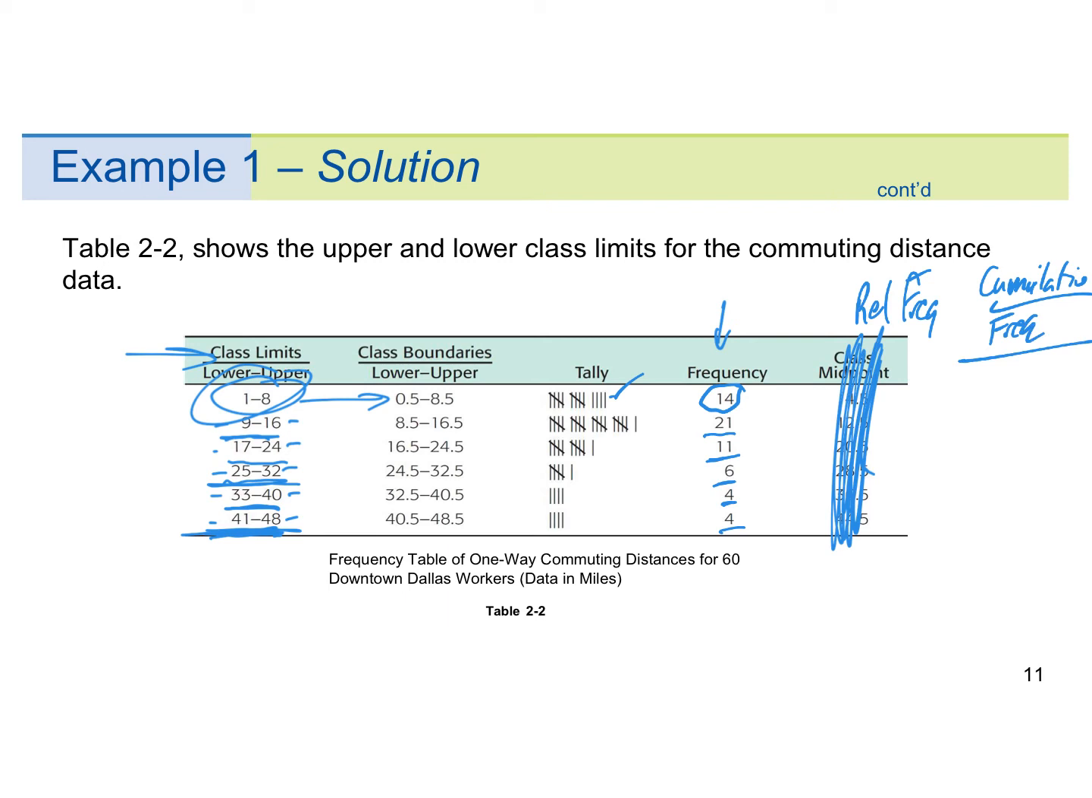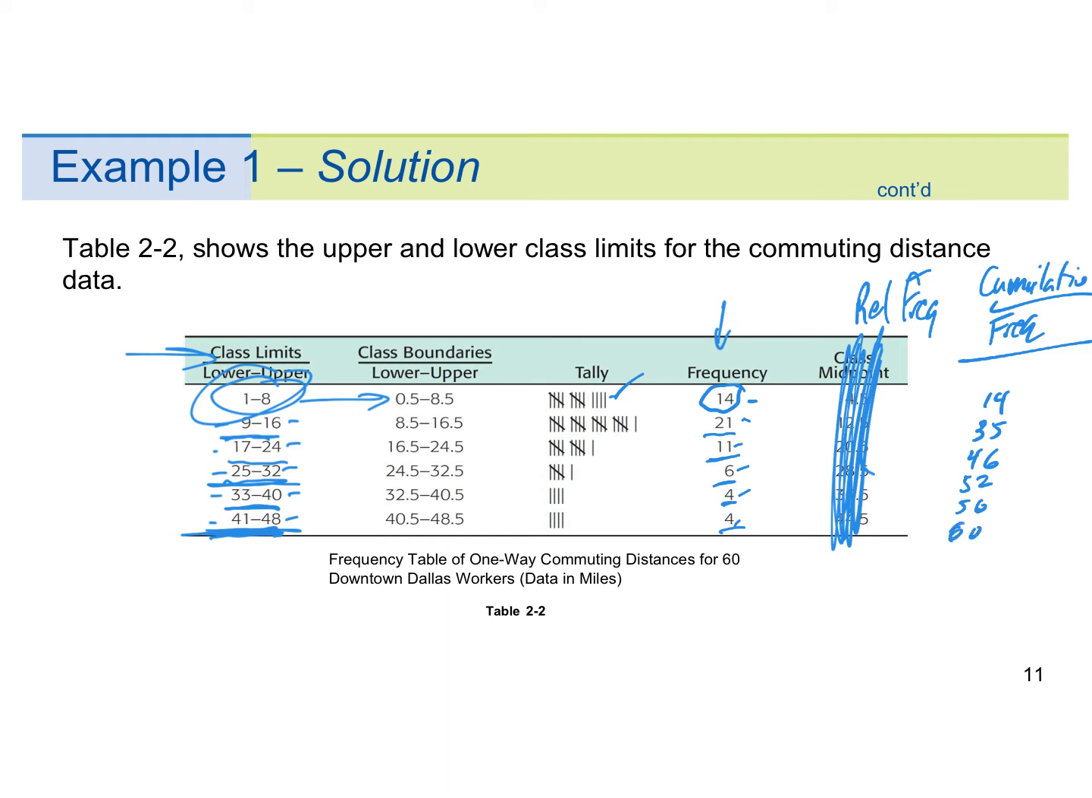Let's do cumulative real quick because it's easy. All we're going to do is start with this first number, 14, and then add 21 to it. So that gives us what? 35. And then you add 11 to that, and you'll get 46. And then you add 6 to that, and you get 52. And then you add 4 to that, and you get 56. And you add 4 to that, and you get 60.